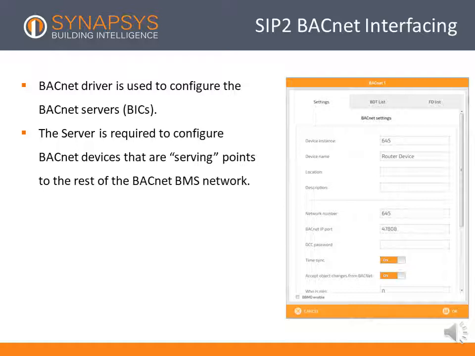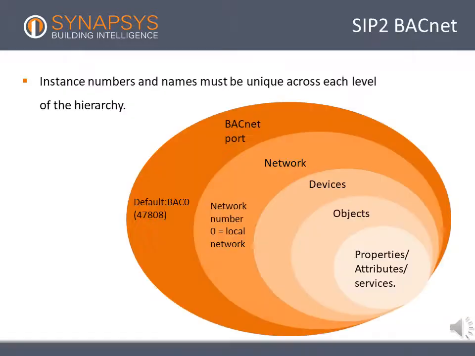To interface data to a BACnet BMS, the BACnet driver over IP needs to be configured. BACnet uses a structure as displayed on the slide. All devices will need to be on the same BACnet port to communicate. Most devices will sit on network number 0, the local network. Any device behind a BACnet router of some kind will sit on a unique network number, including the SIP2.